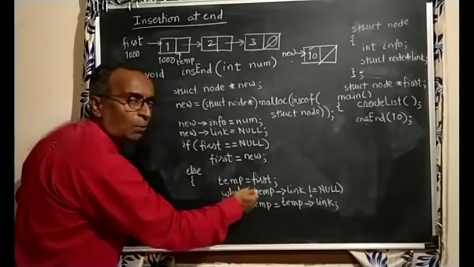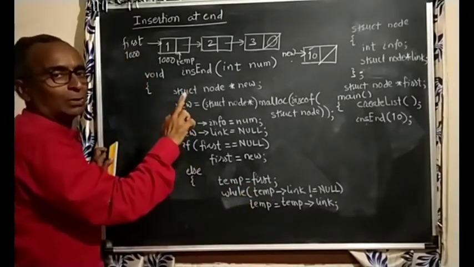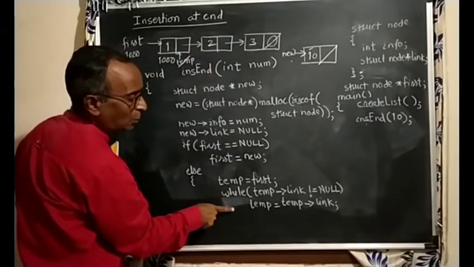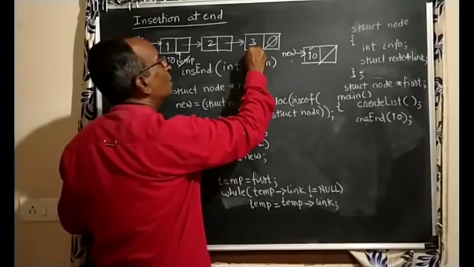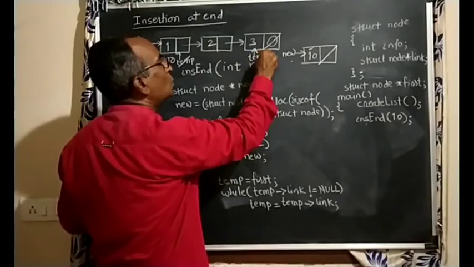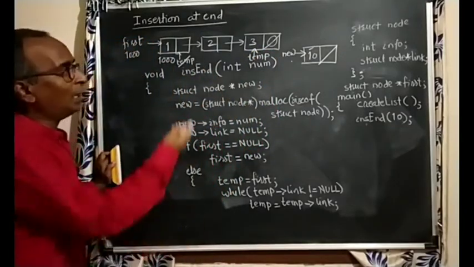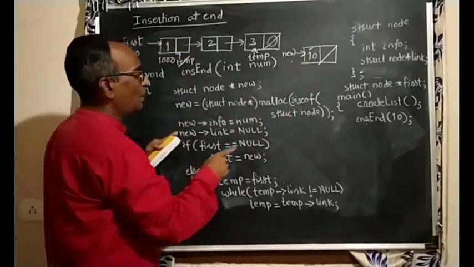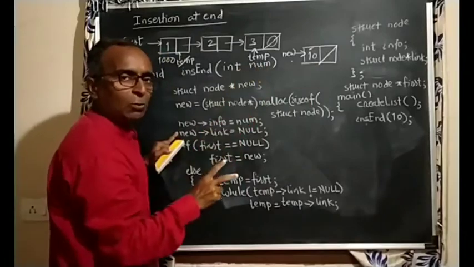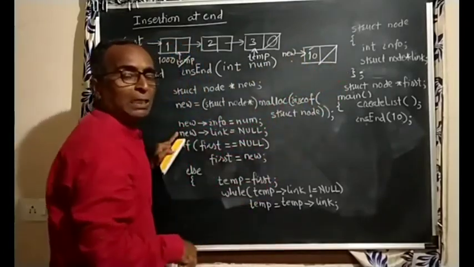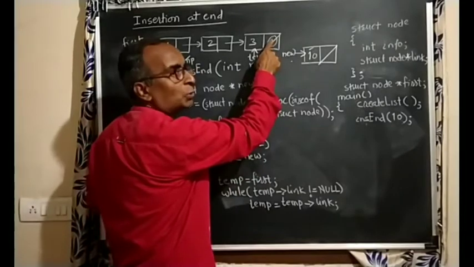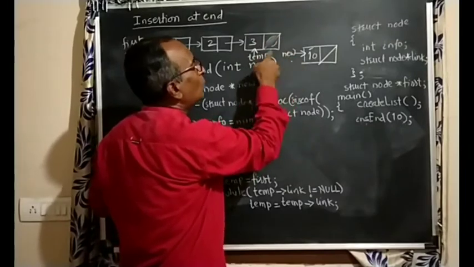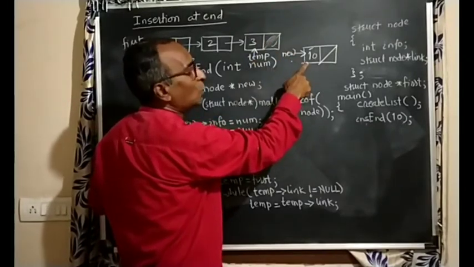And it will stop when it reaches the last node. So finally, when control comes out of this loop, surely you will get the last node's address in temp. Now we have the last node's address. We have set new's information field and link field. Only one field remains to be set for attaching this node to this linked list. So this field you will give the address of this node.